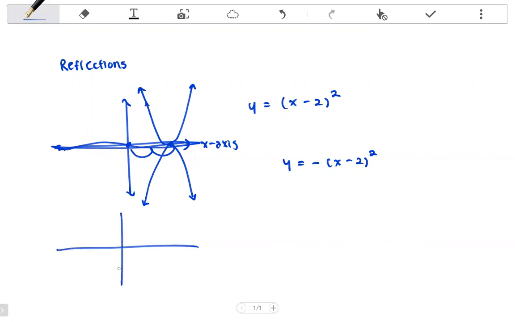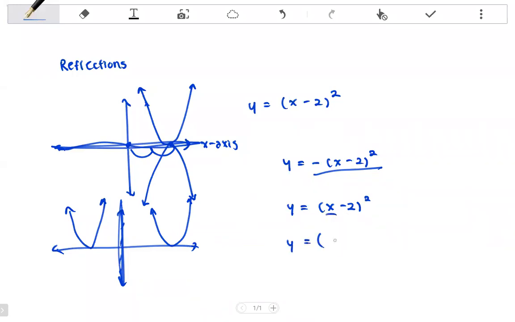But what if I want it to flip from here to here? So this time it flips over the y-axis, not the x-axis. Well, in this case, we don't add a negative to the whole function. We only add it to the x. So our equation was y equals (x minus 2) squared, right? So instead of x, this time we just write negative x. For every x we see, we replace it with a negative x. So if we rewrite it as this equation, then this graph will actually reflect over the y-axis into this point.